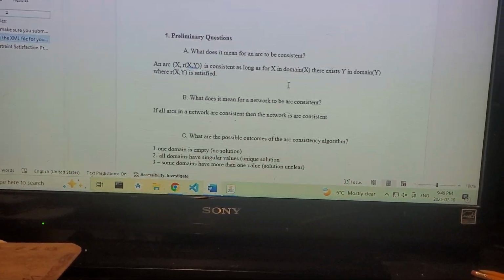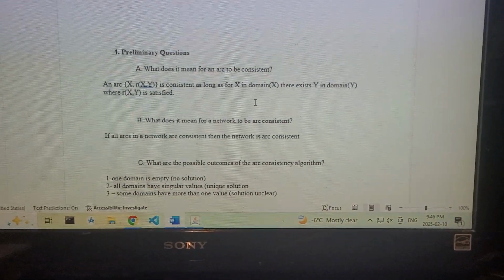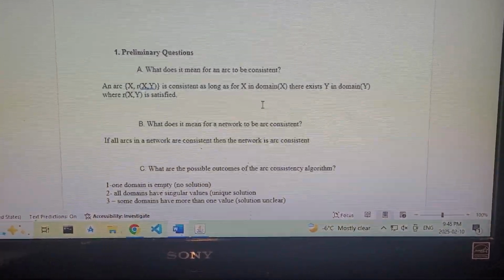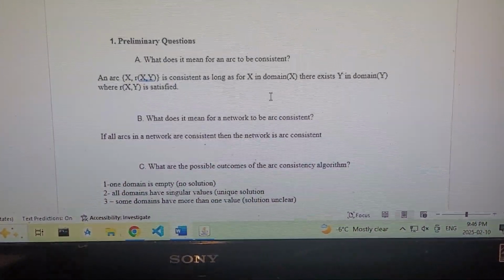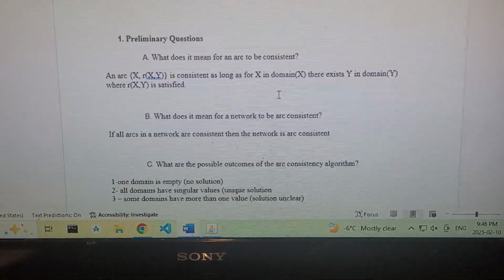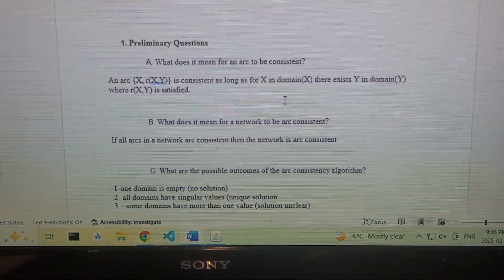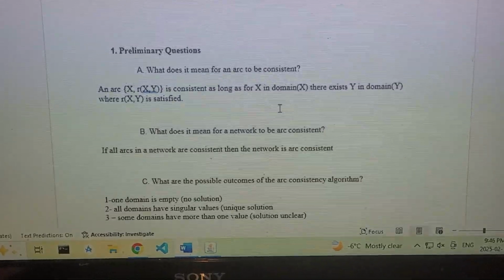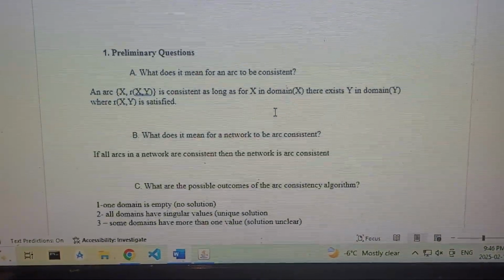Okay, here we go. This is Comp 361, Lab 3. Question A. What does it mean for an arc to be consistent? An arc R(X,Y) is consistent as long as for X in domain X, there exists Y in domain Y where R of X,Y is satisfied.